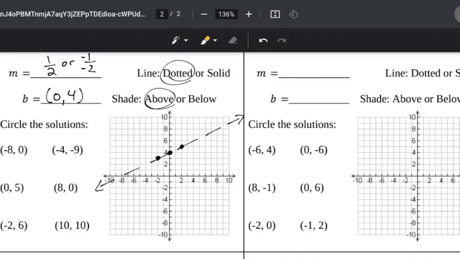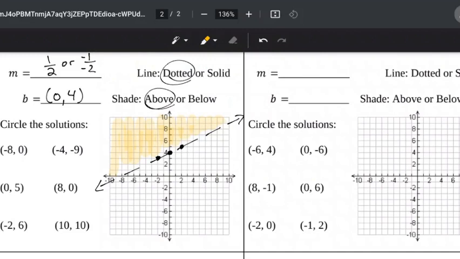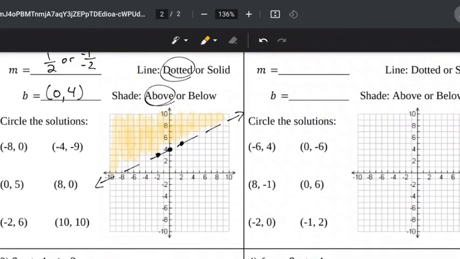Awesome. And now we need to shade. I like to use a highlighter. Again, it's above the line. So anything in that shaded region will be considered a solution, which we're going to talk about. So we're going to circle the solutions.